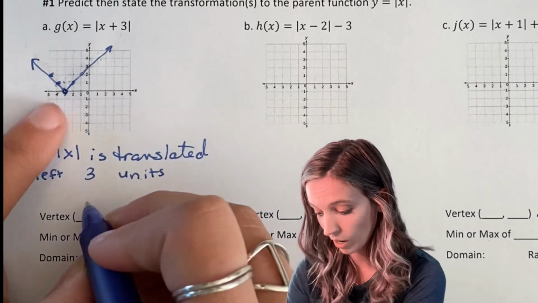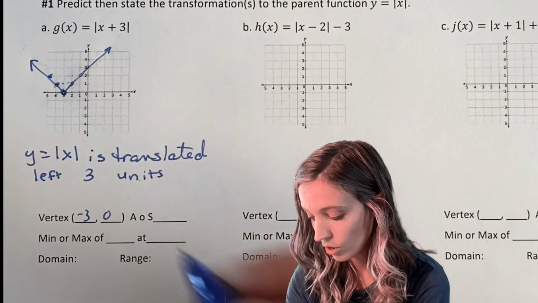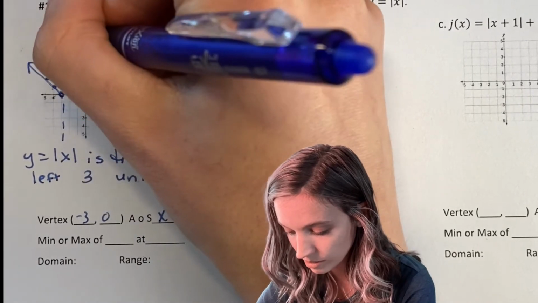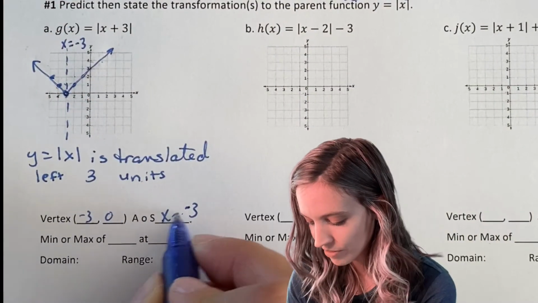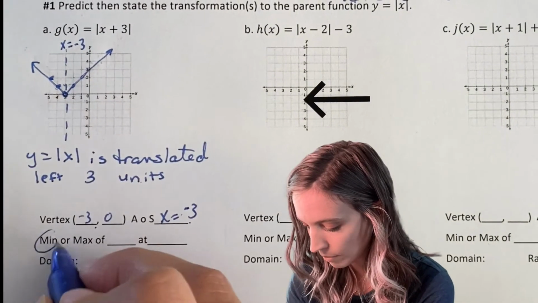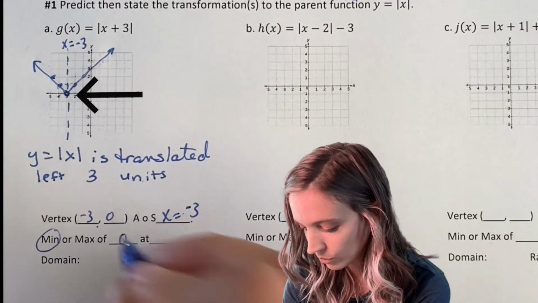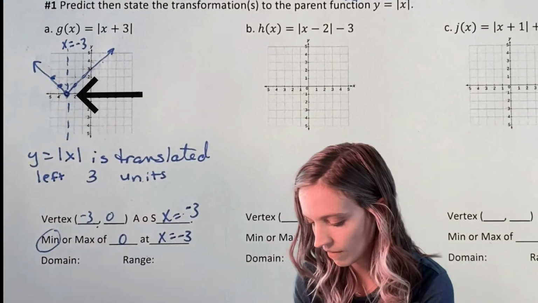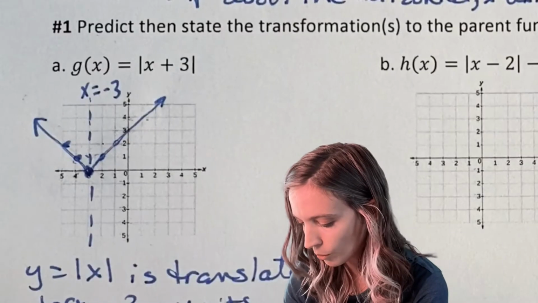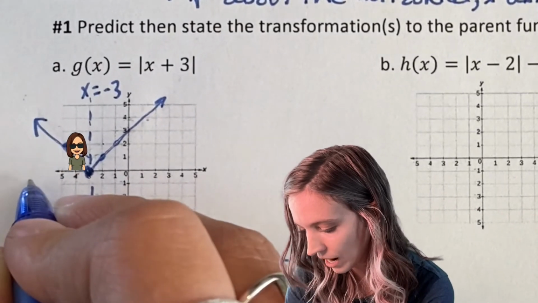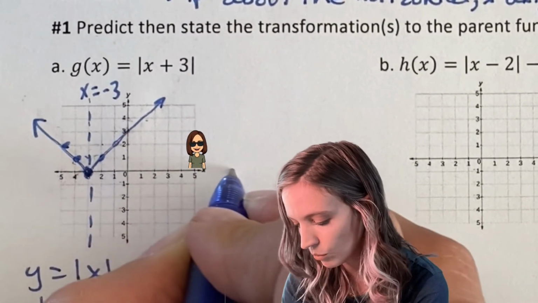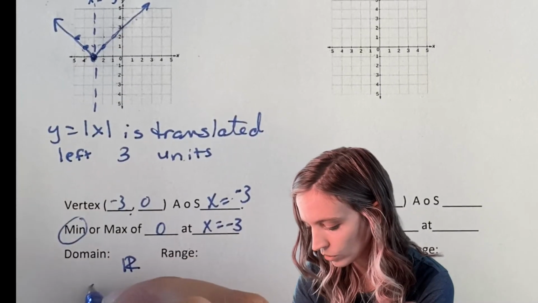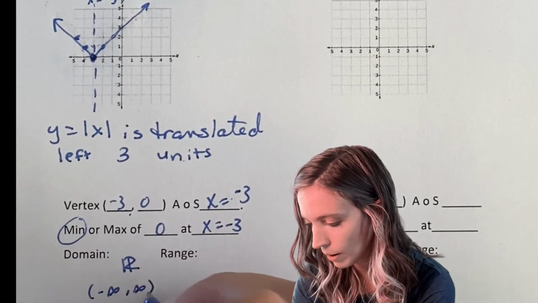So my vertex, we already see it on our graph, is -3, 0, which means my axis of symmetry is right here at x equals -3. The x coordinate of the vertex. Then this graph has a minimum of my y value, 0 of the vertex, at my x value, -3 of that vertex right here. The domain, well, if I put my little stick figure on this graph, he's gonna be able to see the graph as he walks across the entire x-axis. So my domain is all real numbers, or we could write it in interval notation, -infinity to +infinity.